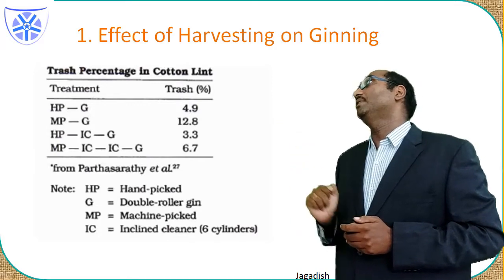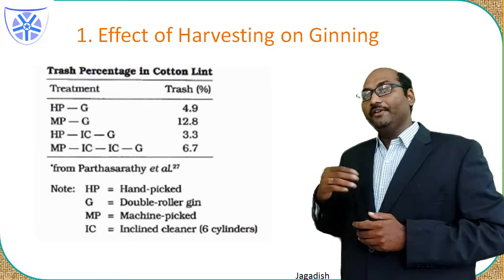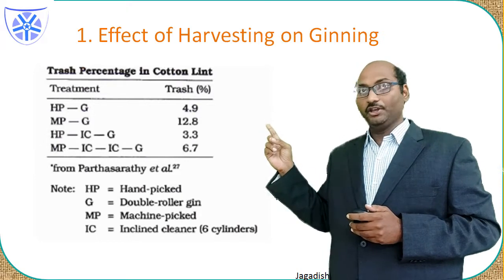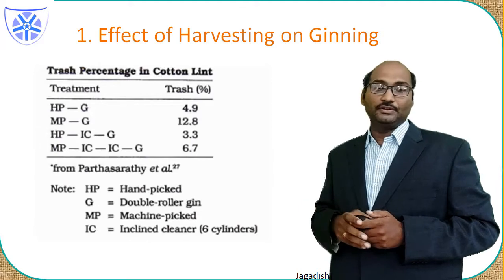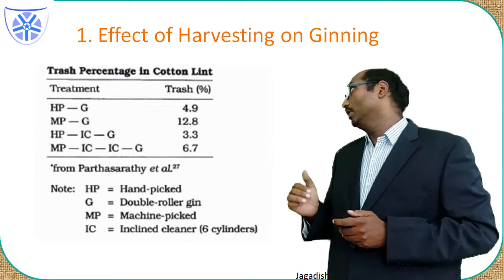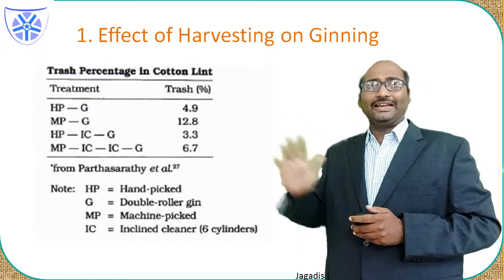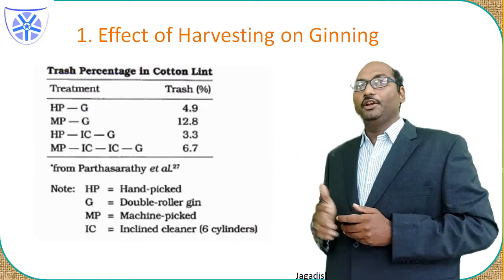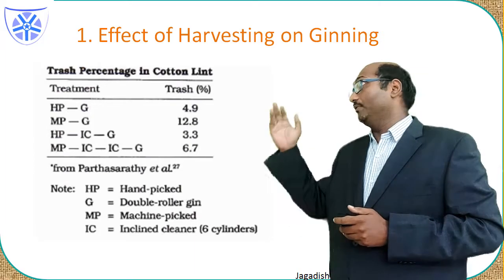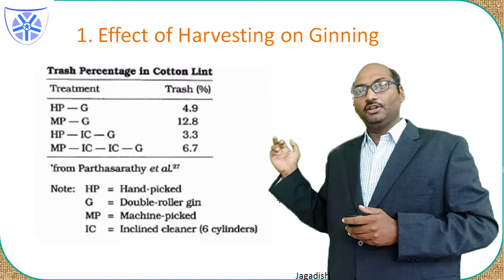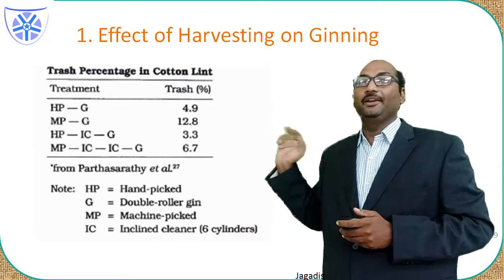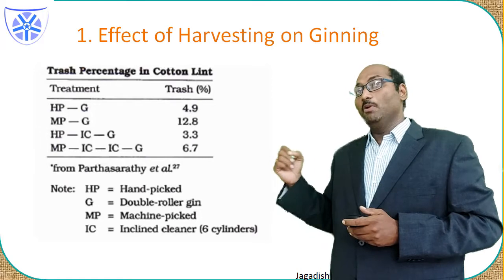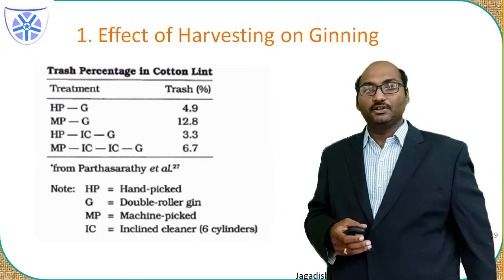If you consider the trash percentage of the different types of picking, like the first one, hand picking and then with a double roller gin, the trash is 4.9%. The machine picking and a double roller gin is 12.8%. It is very, very trashy. Okay. Then hand picking and inclined cleaner, then the ginning, it is 3.3%. Whereas without inclined cleaner it is 5%, with inclined cleaner it came down to 3.3%. Then the machine picking with double inclined cleaner and a double roller gin, it gives 6.7% of the trash.